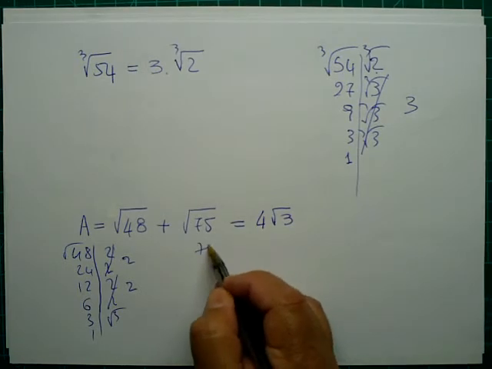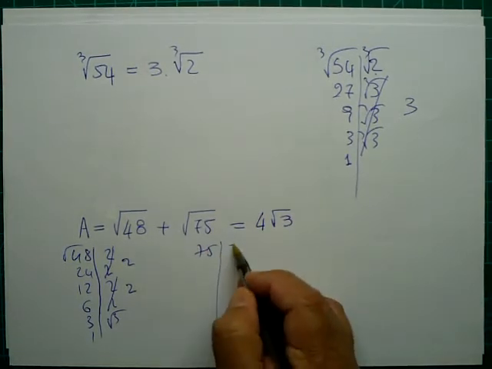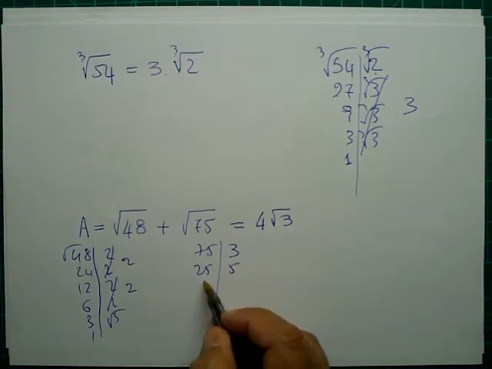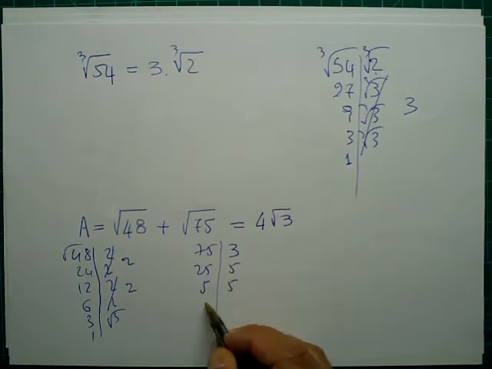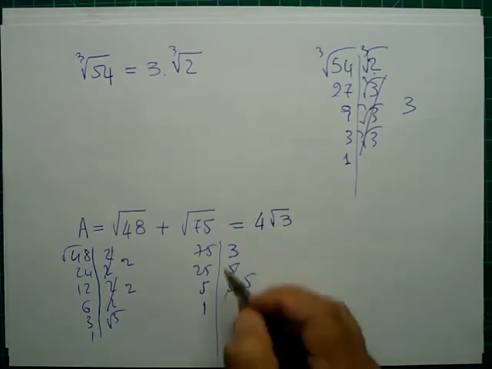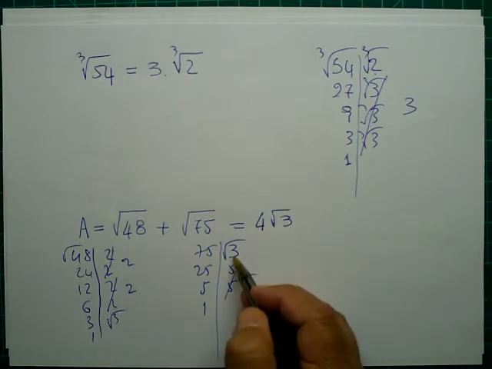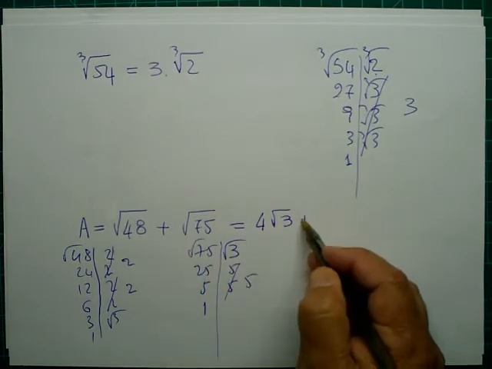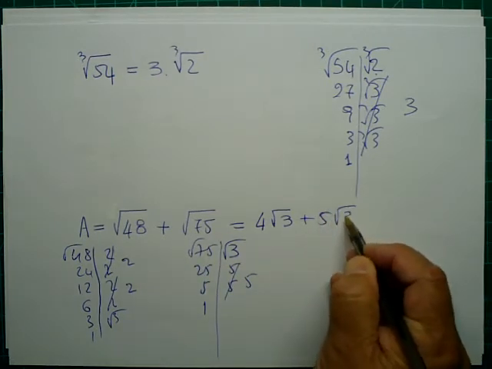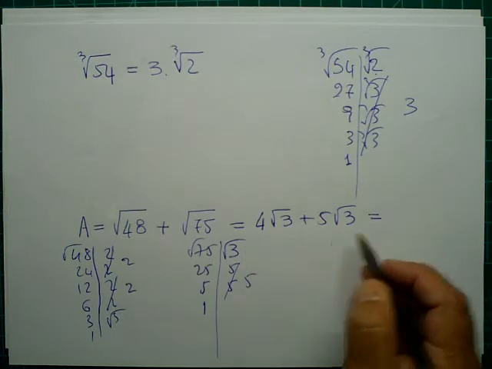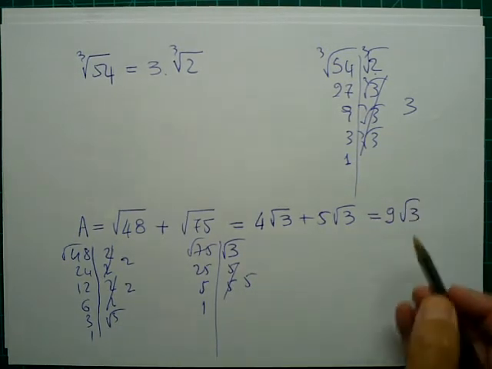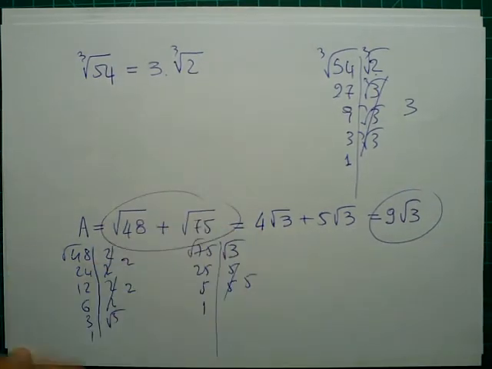75. Okay, we analyze 75. Factorize. By 3 gives 25. By 5 gives 5. By 5 gives 1. So these two give a simple 5, and we have a square root of 3 left. So the square root of 75 can be written as 5 times the square root of 3, and these two add and give 9 times the square root of 3. This is, of course, simpler than that one.